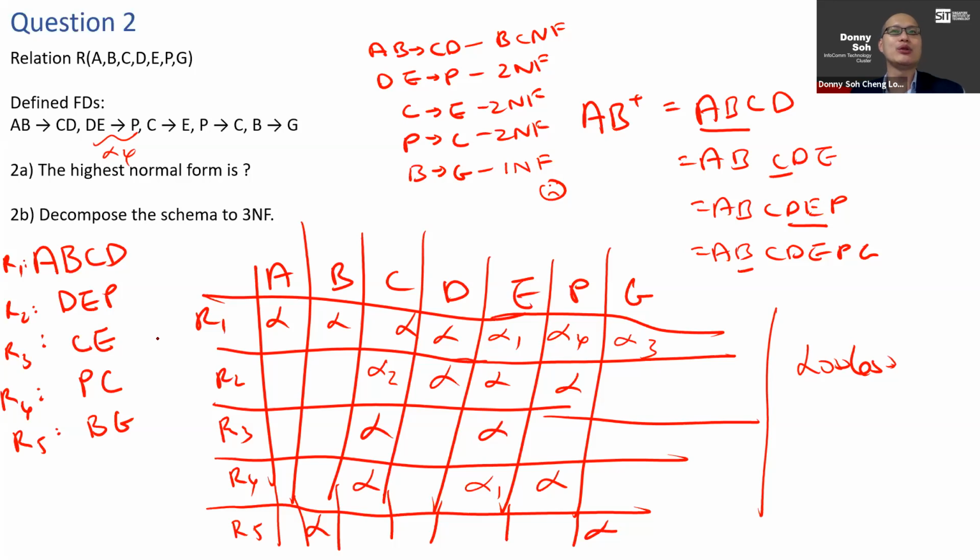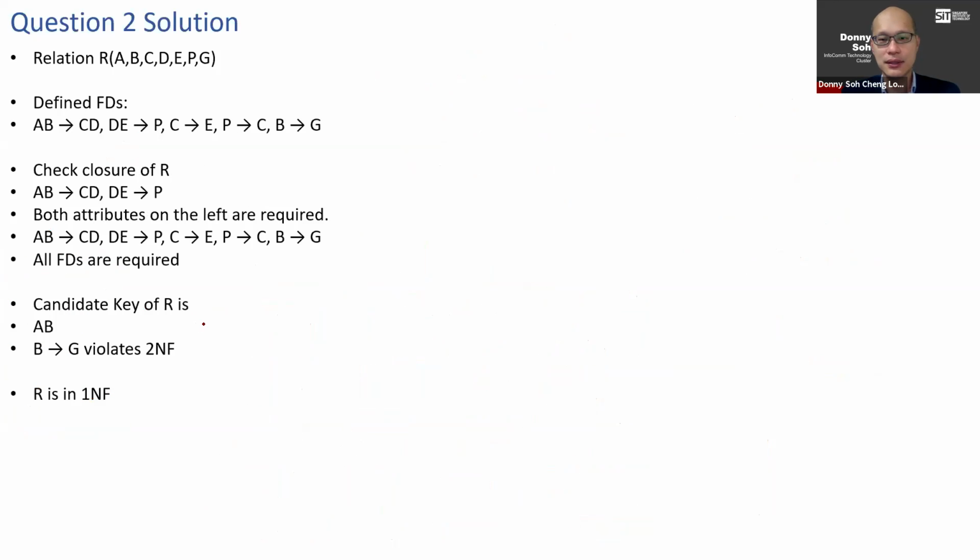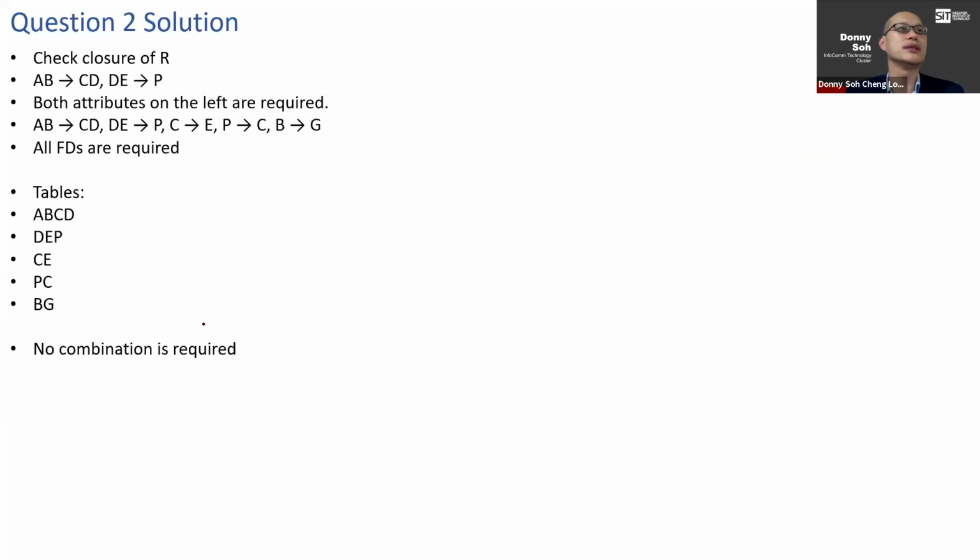Typically you don't need to do this last step unless I ask you. If I ask you to show that this is a lossless decomposition, then you need to carry out this last step. Let's check the answer. Yeah, no combination. So this is 3NF, no combination, and it's also lossless.